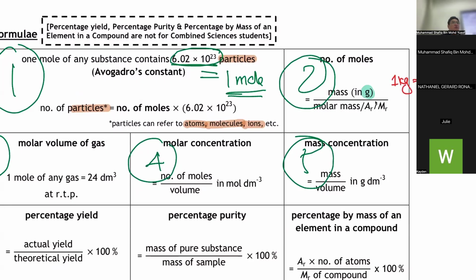Then the Ar or Mr, you should be able to pick up from your periodic table. That's the second formula.